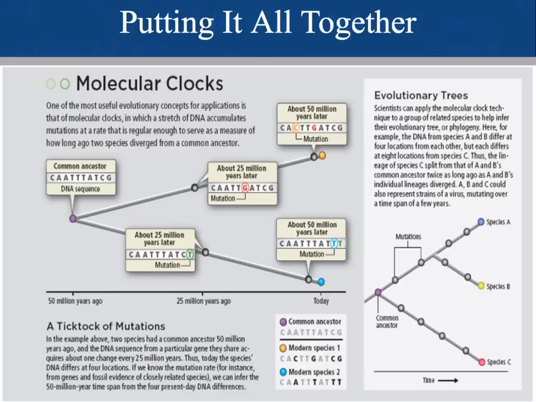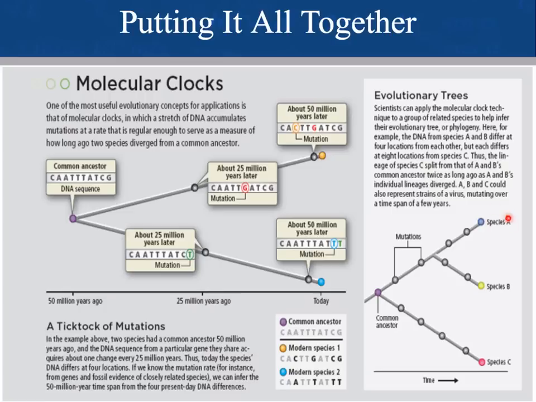Note that species A and B both differ by 4 mutation points from their common ancestor: 1, 2, 3, 4, and 1, 2, 3, 4. Species C also differs by 4 mutation points from the common ancestor: 1, 2, 3, 4. Species A and B differ along 4 points of mutation from each other, but they each differ 8 points of mutation from species C. So it suggests that the lineage of species C split almost twice as long ago as the lineage of species A and species B.